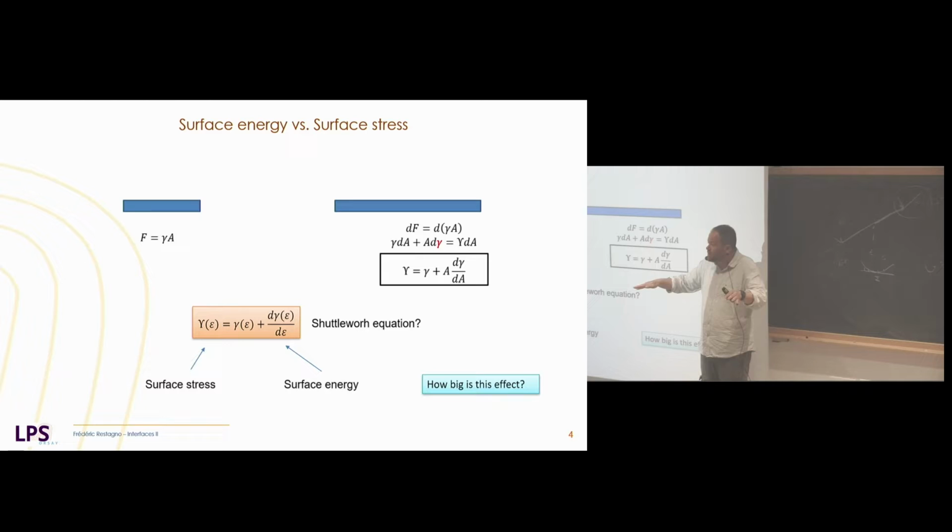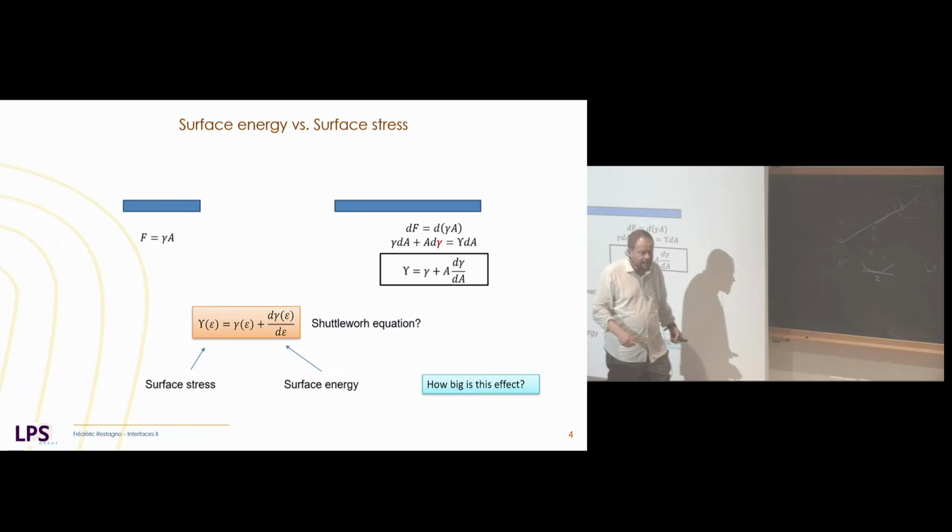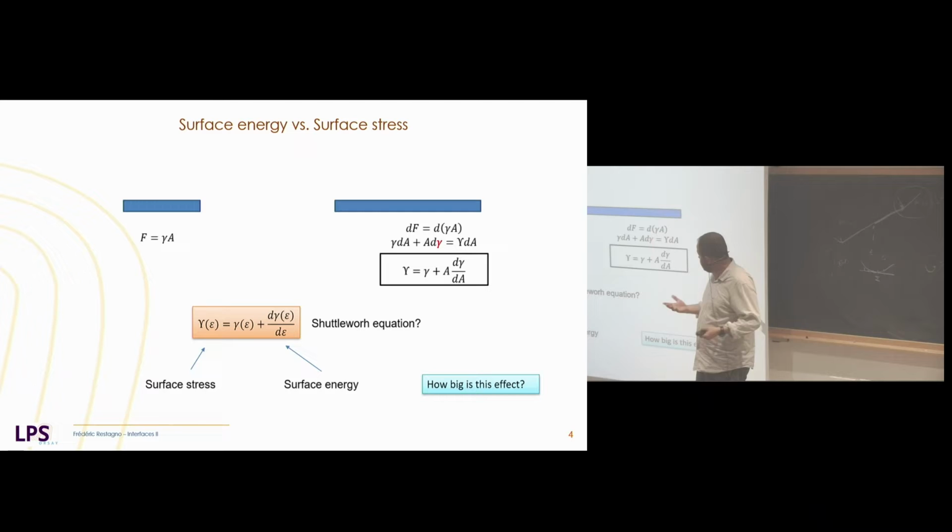So then we go to this equation. This is the Shuttleworth equation that has been discussed quite a lot these years. It tells us that the surface stress should be a function of the deformation, of the strain of the interface. So the surface tension will depend on the strain, and we'll have this derivative. And the question is, mainly for solids, is this term important?